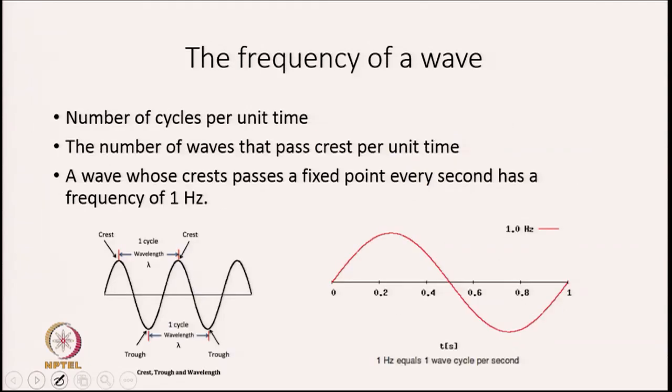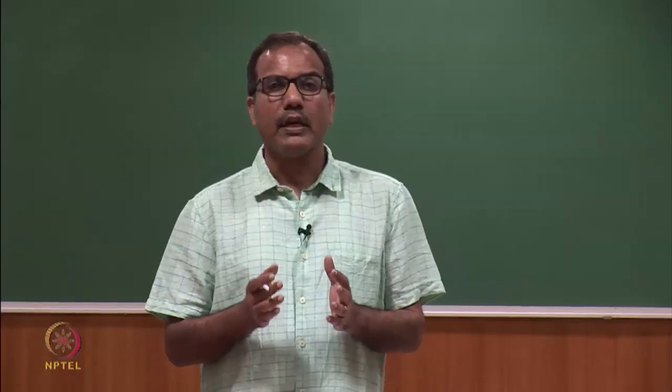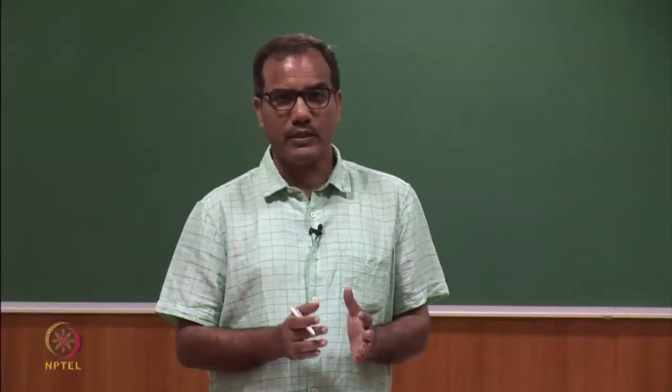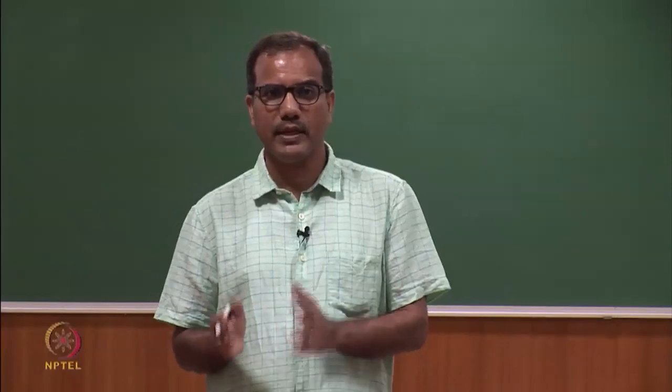What is frequency? It is the number of cycles per unit time. So, suppose in 1 second a wave completes one cycle, then the frequency of that wave will be 1 hertz. For example, you see this case, in 1 second it is completing one complete cycle, and that is why this wave has a frequency of 1 hertz. So, if crest to crest movement, which consists of one cycle, happens in x seconds, then frequency is 1 by x.